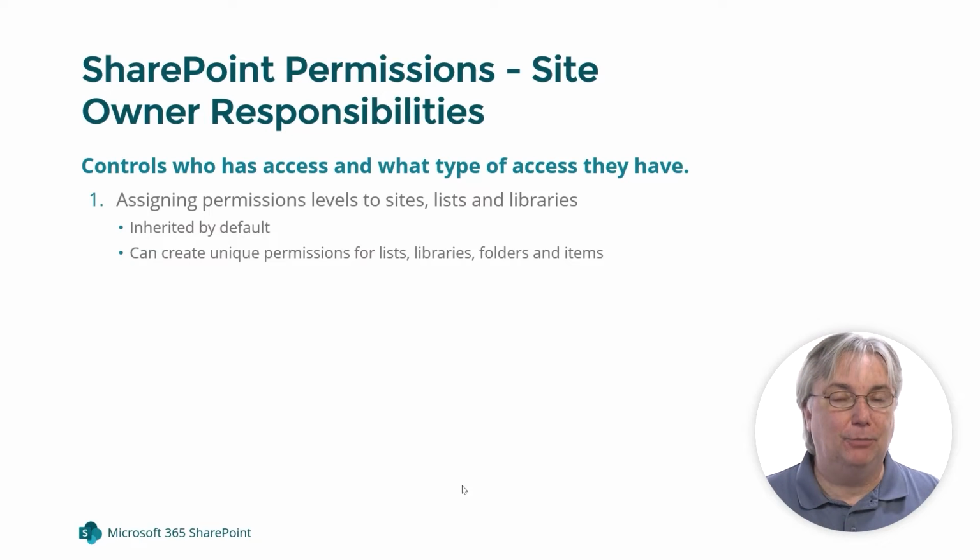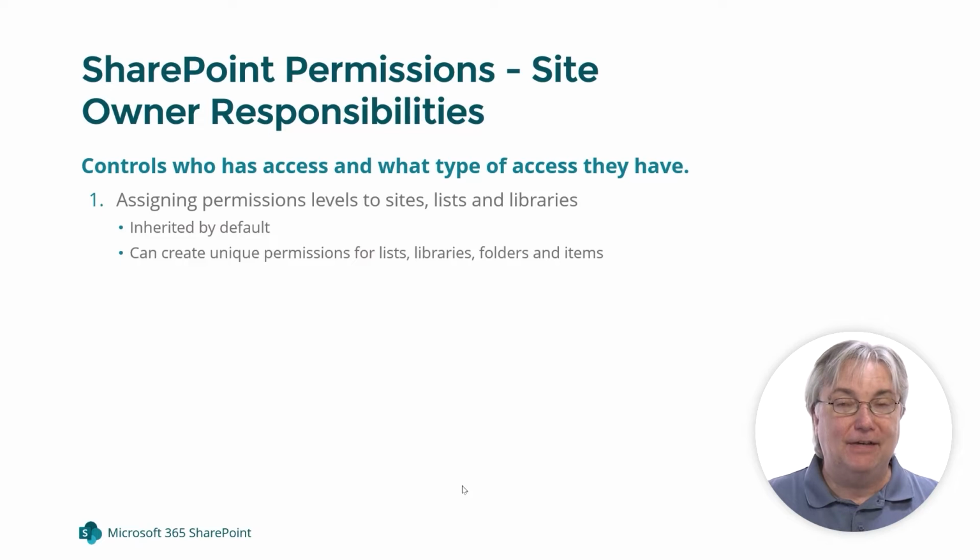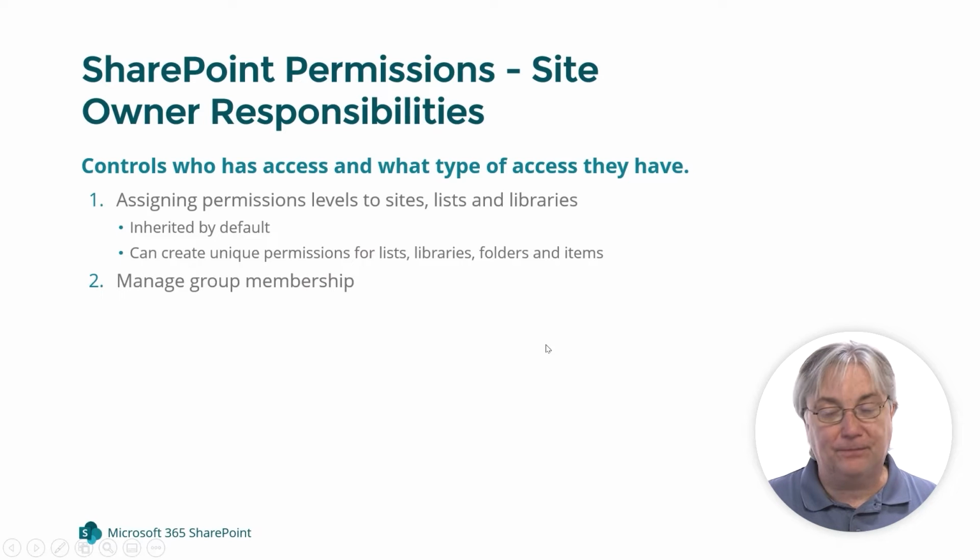So, first, everything in SharePoint can be secured. They're all called securable objects. This includes lists, libraries, sites, individual files, individual items in a list, etc. By default, they will inherit permissions from the site itself. Now, we can break that and create unique permissions on lists, libraries, and folders. If we're going to do folders, that's allowable, and sometimes that's very necessary.